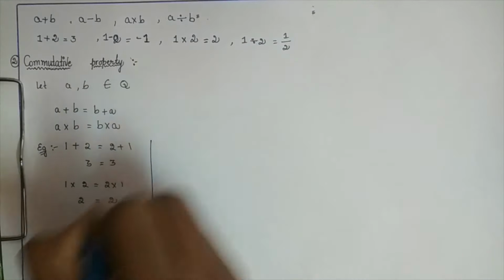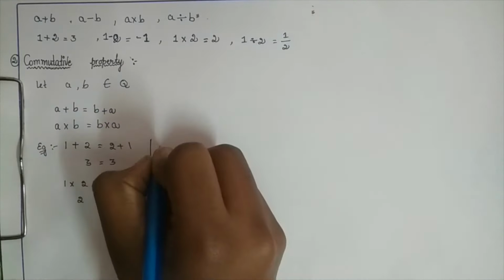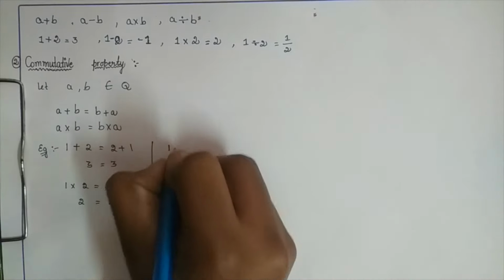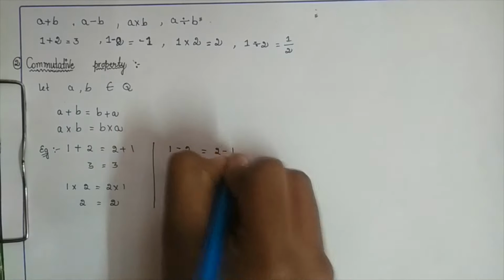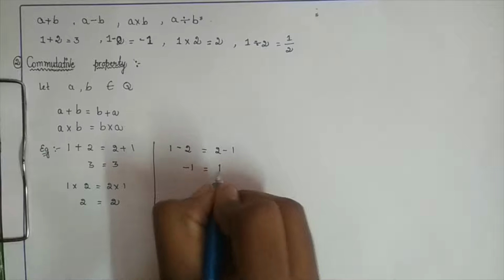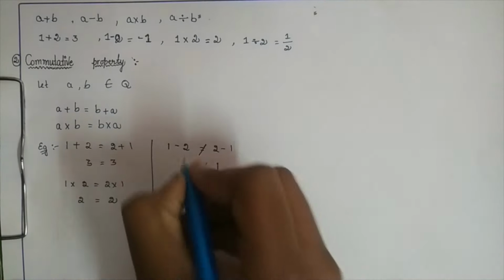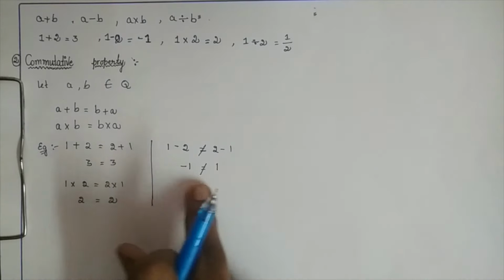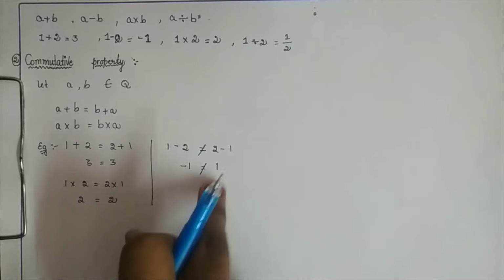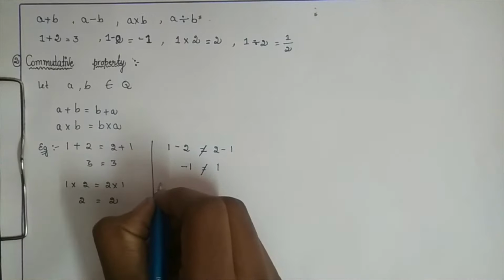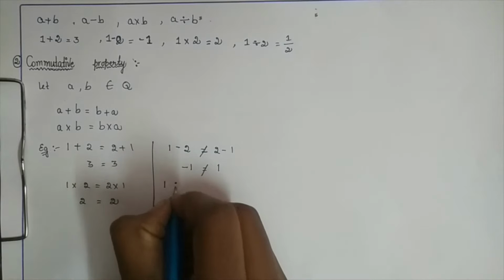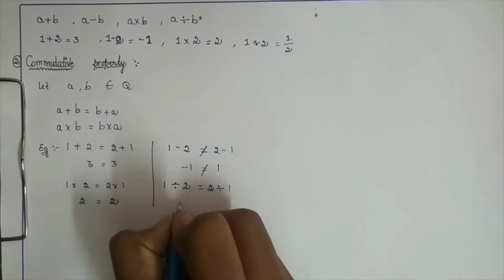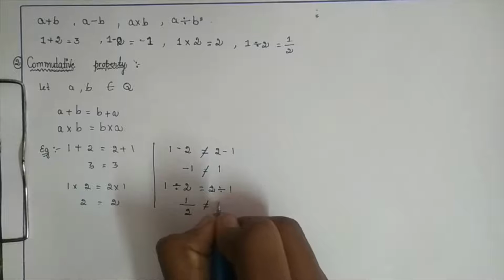Under multiplication also. So why not subtraction and division? It is not satisfying. Let us see. If you take 1 minus 2 and 2 minus 1, here minus 1 and 1 are not equal. 1 minus 2 is not equal to 2 minus 1, because minus 1 is not equal to plus 1. And at the same time, 1 divided by 2 and 2 divided by 1: 1 by 2 is not equal to 2 by 1.